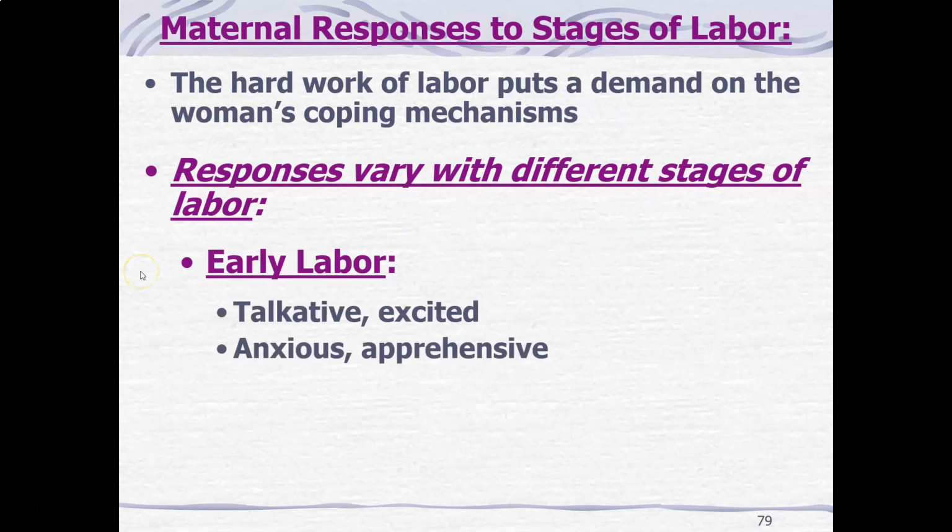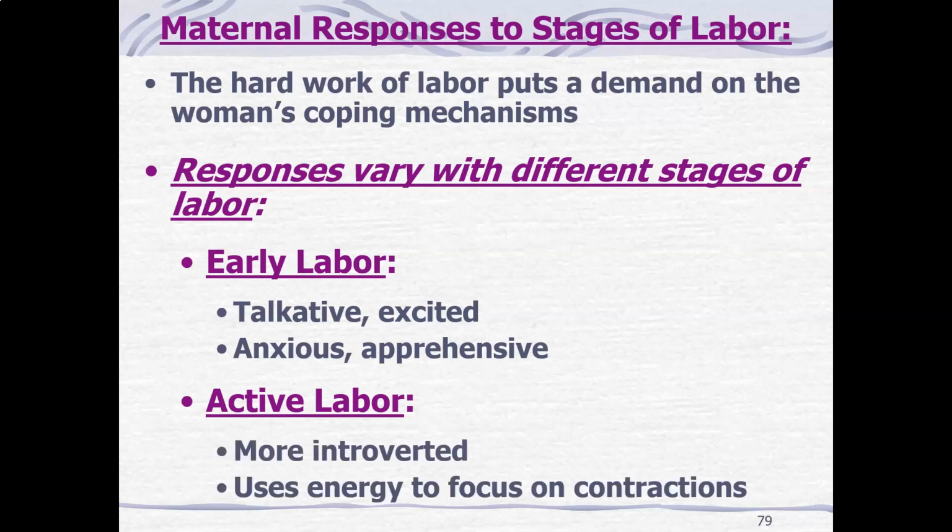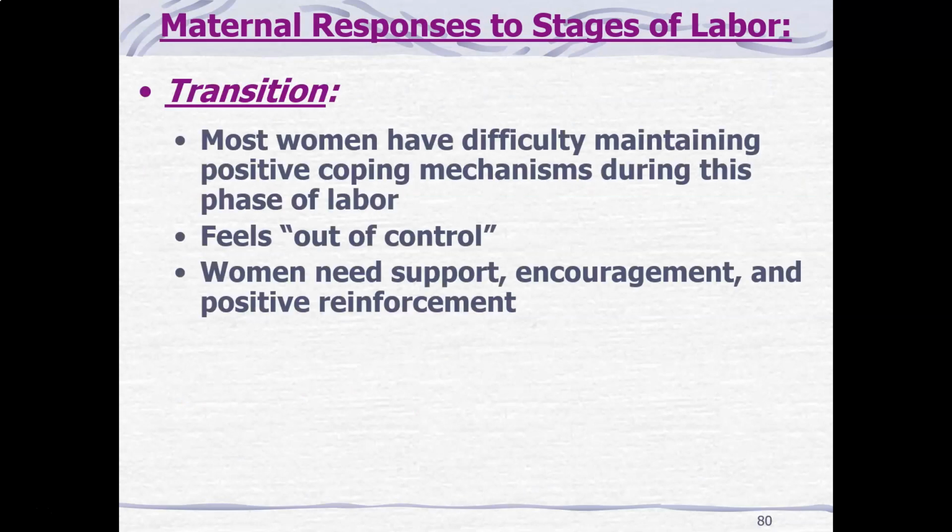In the early stages of labor, in the latent phase, the mom's really talkative and excited. She may be anxious or apprehensive. Then we get into that active labor. She's going to be more introverted and using that energy to focus on the contractions. In the transition phase, most women have difficulty maintaining positive coping mechanisms during this phase of labor. They feel very out of control. This is when they need a lot of support and encouragement and positive reinforcement to continue pushing and that they're doing a good job with this labor process.